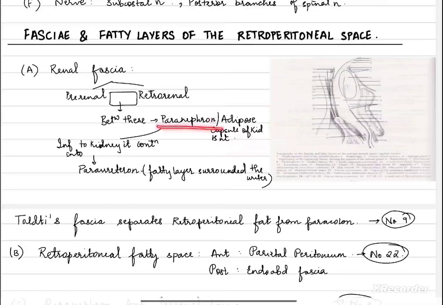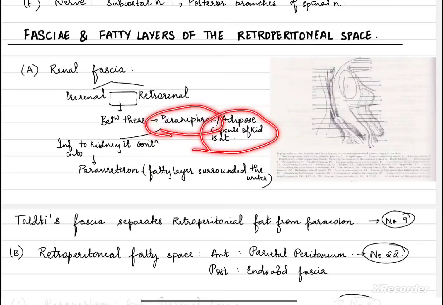Now this paranephron, when it continues inferior to the kidney, is called parauterion, which is a fatty layer surrounding the ureter.